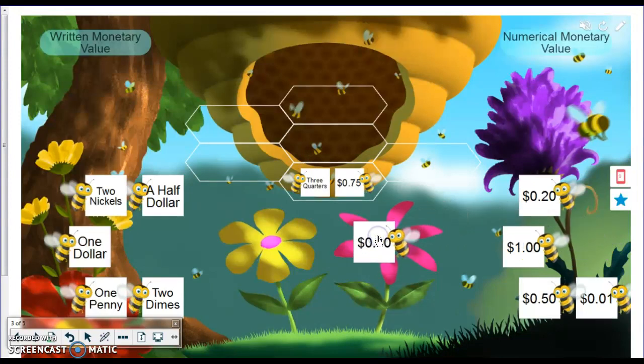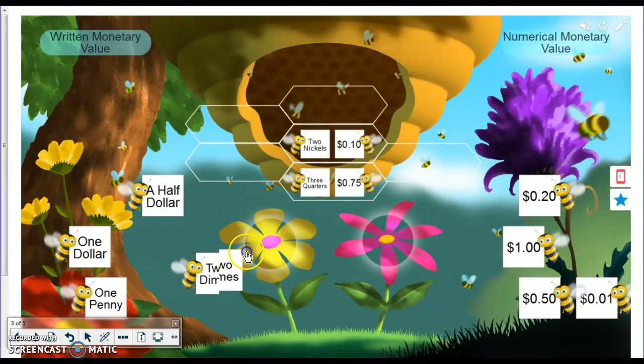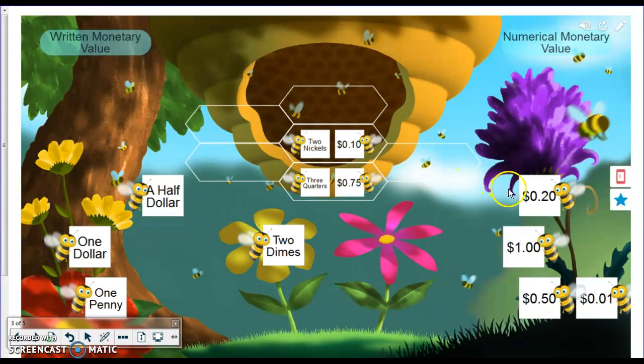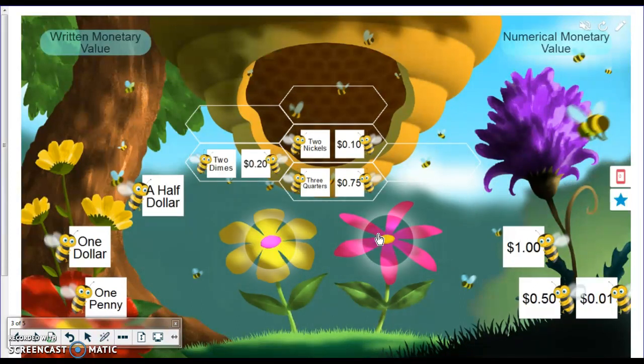That is 10 cents. Or 2 dimes. 2 nickels. So let's do 2 dimes. 2 dimes is 20 cents. So with this activity, they have to be able to add the dollar amounts with the written value.